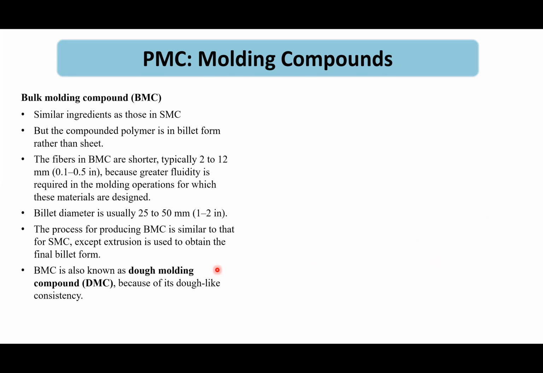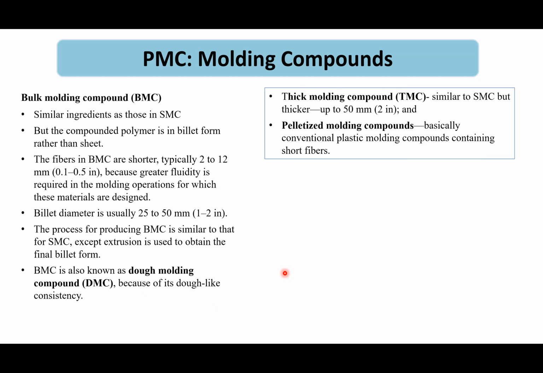BMC is sometimes also called dough molding compound, DMC, because it looks like dough, and that is why it is called dough molding compound. Because of the dough-like consistency, the fibers have to be distributed evenly in the polymer matrix. Some other compounding methods are also available, like thick molding compound, similar to SMC but thicker, up to 50 millimeter. Instead of sheet, we call it thick molding compound, and a much thicker output will result.